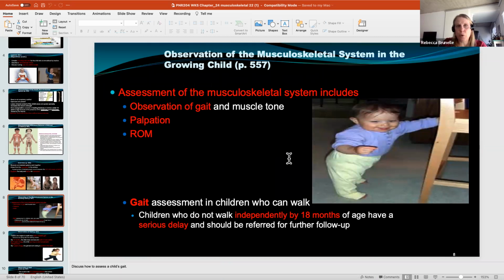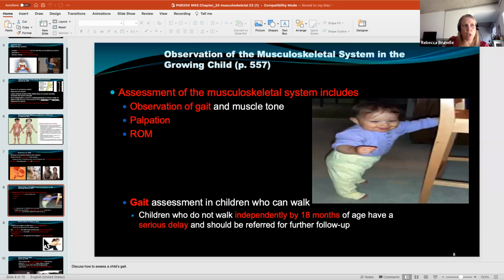So when you're doing an assessment of the musculoskeletal system, you want to be paying attention to how a child walks. So for example, sometimes kids that have cerebral palsy, they have a lot of extra tone and they walk on their toes. So they can't flatten their feet out. So they have an abnormal gait. And you want to be touching things and checking range of motion, how they're able to move.